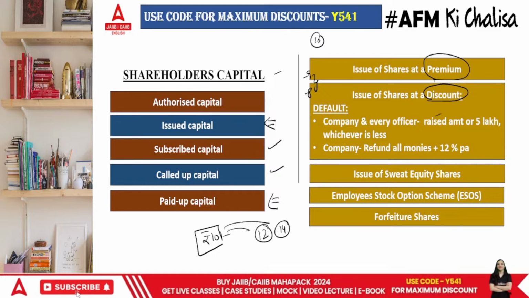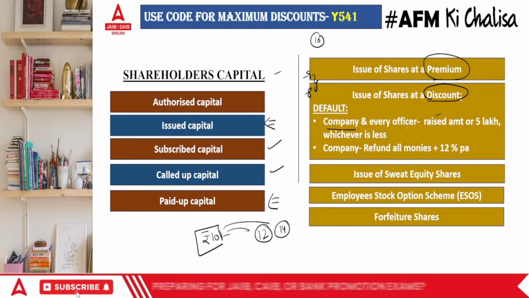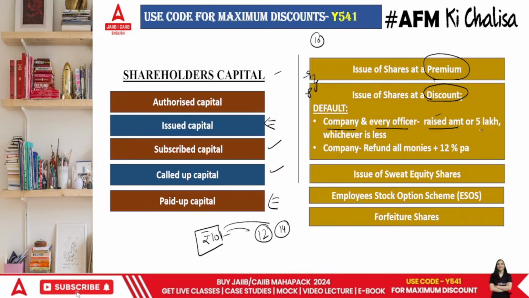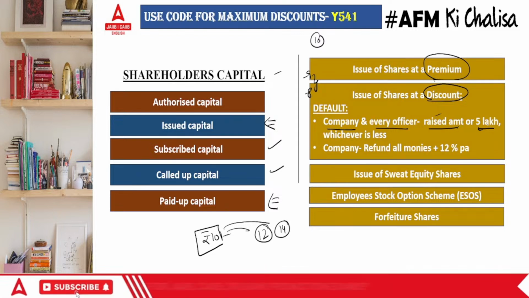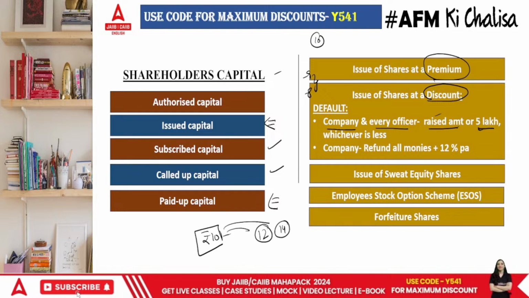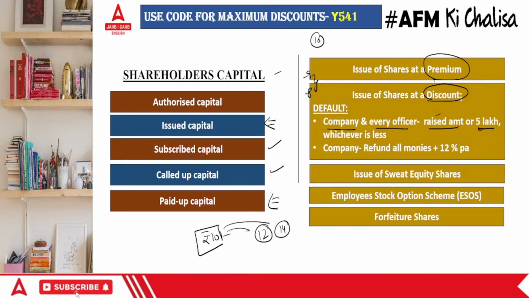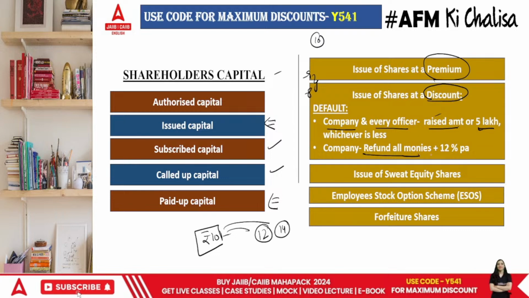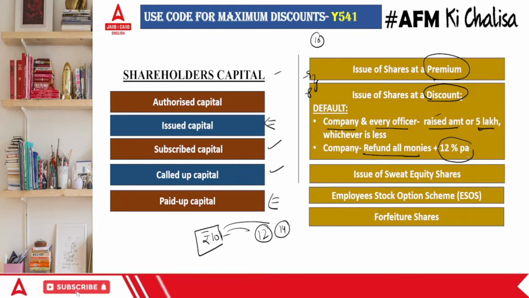Next part, if there is any default in terms of this particular process, the company or any officer who is involved would be liable for the raised amount, or 5 lakh rupees, whichever is less, as a penalty on them. And everyone, if you issue the particular amount to the people and they do not take it up, then you have to refund all the money that you have taken up, plus if you are late for that, then you have to pay 12% extra.